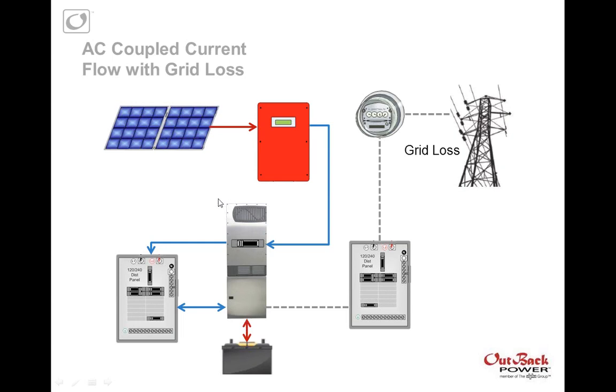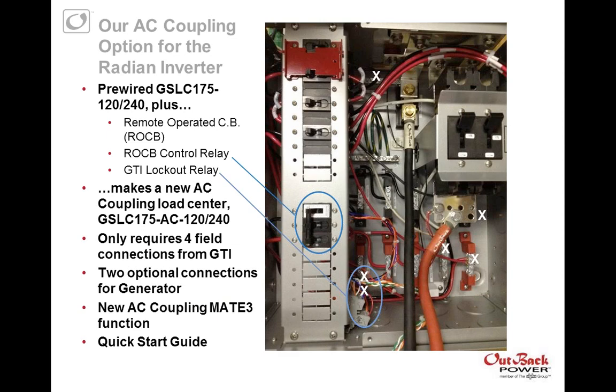Now, a lot of people have used external devices: solid-state relays, mechanical relays, transfer switches, all kinds of different things that are external, cumbersome, and expensive. So what we did is we came up with this device called a remote-operated circuit breaker. This is a motorized lever here that can move up and down with the signal from the aux port. It's ganged with the L1 and L2 circuit breakers, so it's going to open and close these circuit breakers. And then there's a relay that feeds this, as well as a grid tie inverter lockout relay, which I'll talk about in a second. But it's very simple. This is inside of our load center.